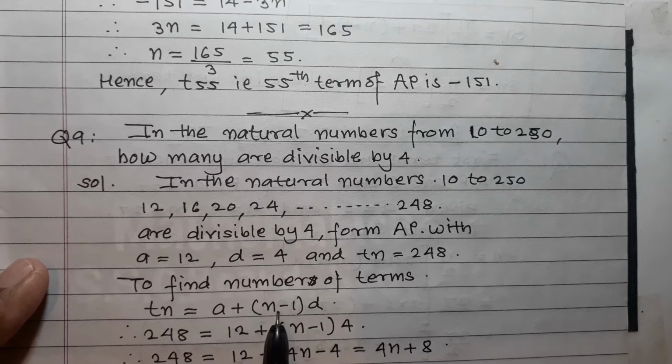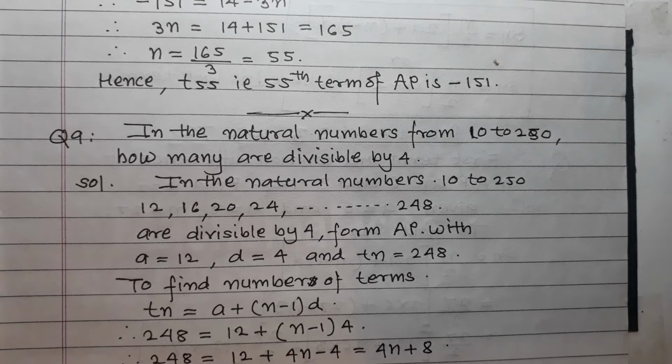Tn is equal to A plus n minus 1 into D. Then substitute: 248 is equal to 12 plus n minus 1 into 4. 248 is equal to 12 plus 4n minus 4, which is 4n plus 8, and therefore 4n is equal to 248 minus 8, which is 240, and therefore n is equal to 240 upon 4 is equal to 60, and therefore there are 60 natural numbers from 10 to 250 which are divisible by 4.